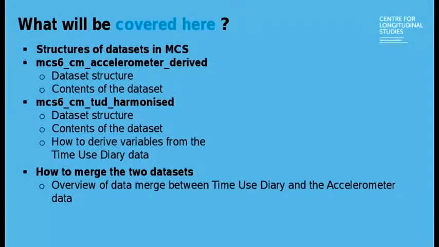So we're going to talk about the structure of the datasets of MCS and specifically the time use diary and the accelerometer data, what they contain, what they look like, and how to handle them and derive variables from them. And we're going to conclude with how to merge these two datasets for research purposes.